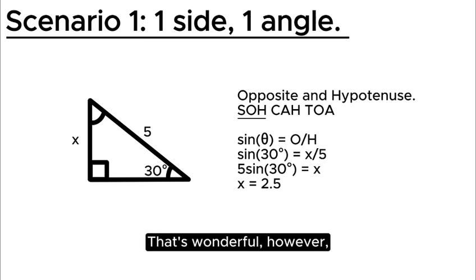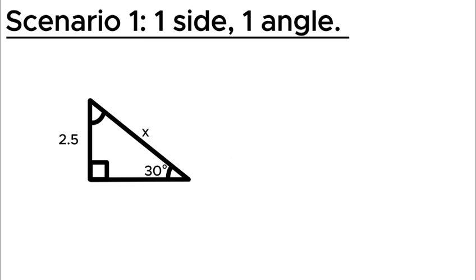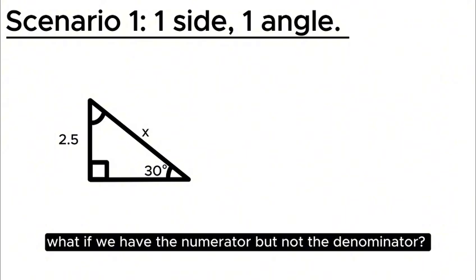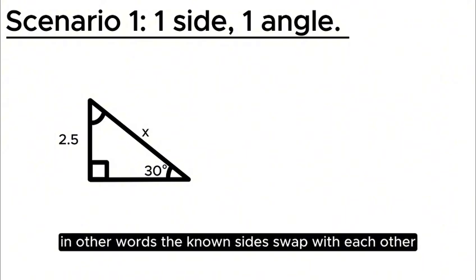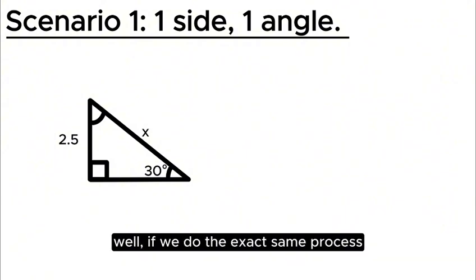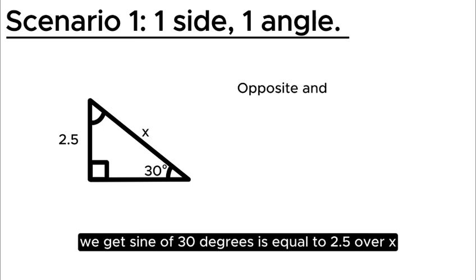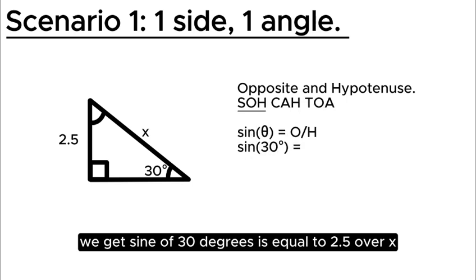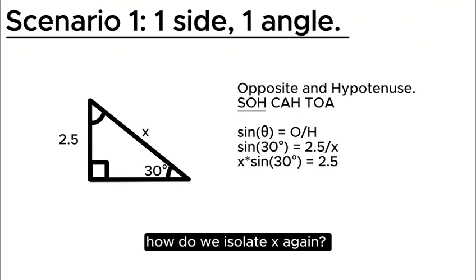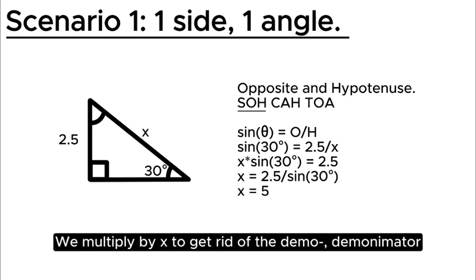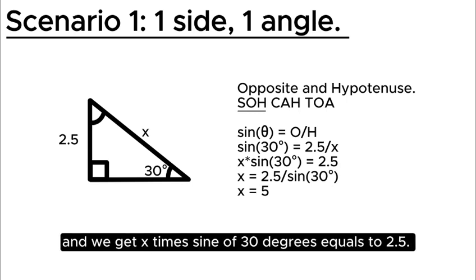That's wonderful. However, what if it is the other way around? What if we have the numerator but not the denominator? In other words, the known sides swap with each other. Well, if we do the exact same process, just with a different known value, we get sine of 30 degrees is equal to 2.5 over x. How do we isolate x again? The same idea. We multiply by x to get rid of the denominator, and we get x times sine of 30 degrees equals 2.5.